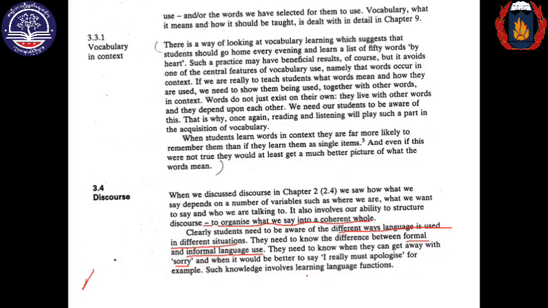Discourse level. Now, function of discourse. I will stop here. That's section 3.4, discourse.